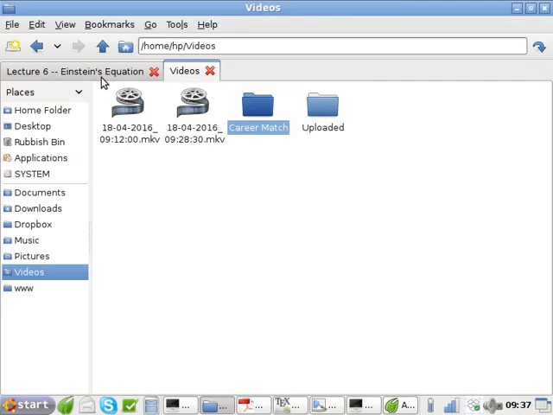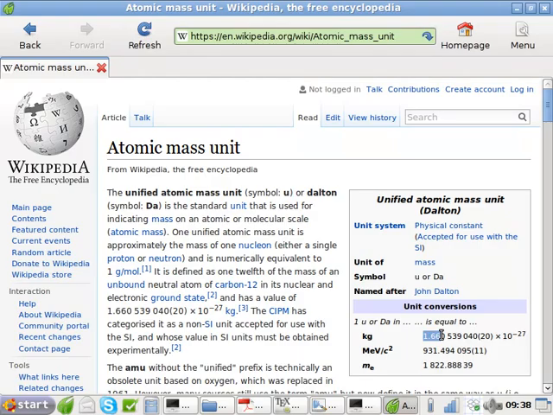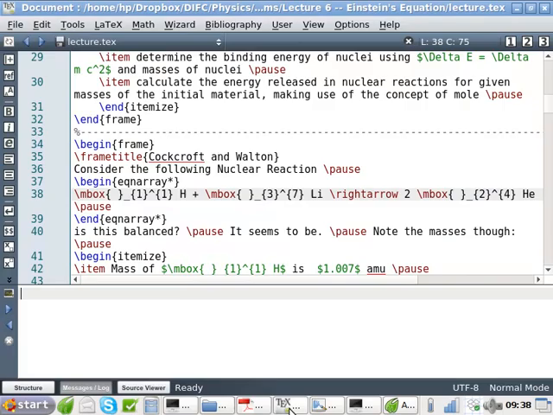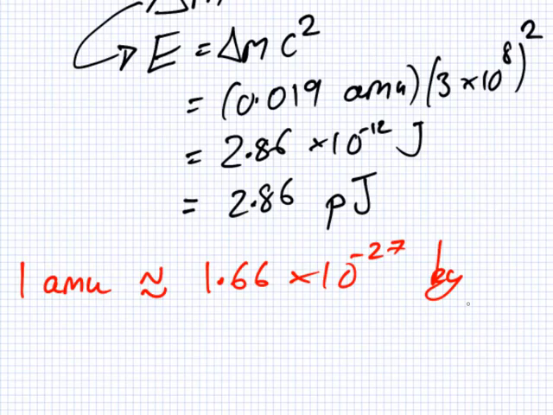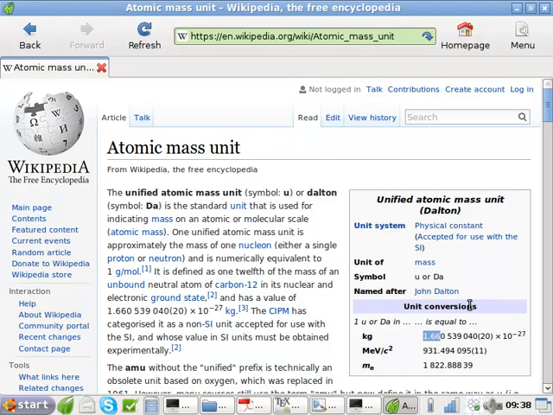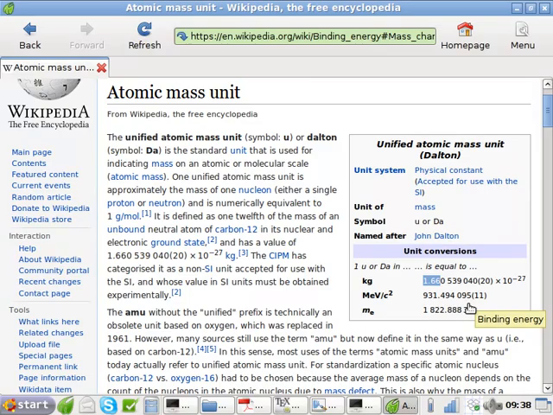Okay, so if you can see it here, we can use 1.66 times 10 to the minus 27. So I'll write that down for you here. 1 AMU is about 1.66 times 10 to the minus 27 kilograms. And that's about the mass of a proton or neutron. I think this is given in kilograms. Yep. Yeah, it's about the mass of a proton or a neutron.